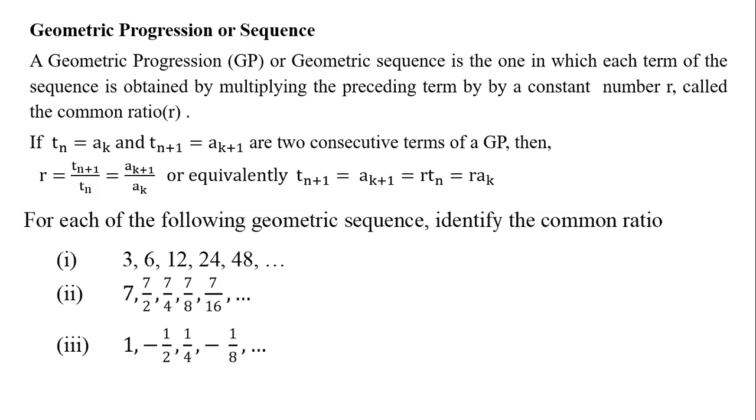Now, the third one. What is the first term of the third one? 1. Okay. What is now the common ratio? -1/2. It's only one person that is talking. Are you getting it? Yes, sir. Okay, thank you. The common ratio is -1/2.